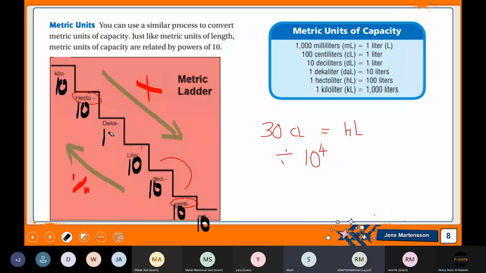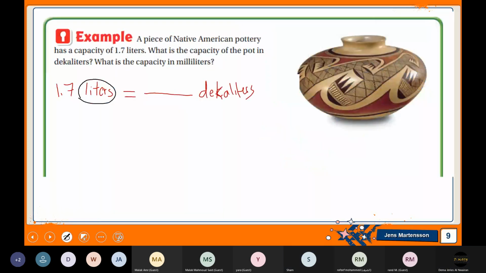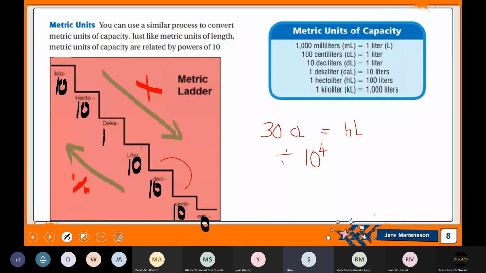Teacher, how do we know that 1 decaliter equals 10 liters? Teacher, there is no 1.7 liters here in the metric unit. No, not like this. Just wait. See, I am on liter. I want to go to the decaliter. Where is the liter? It's here, in the middle. Where is the decaliter? Down, it's here. We multiply. Okay, girls, did you understand what I did?